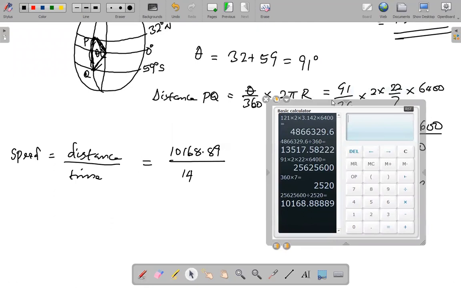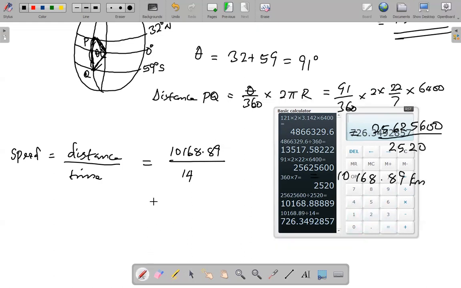Let's do the division right away. 10,168.89 divided by 14 is 726.35. And the speed of the aircraft is 726 point. Round it up. That will be 726 kilometers per hour, approximately.